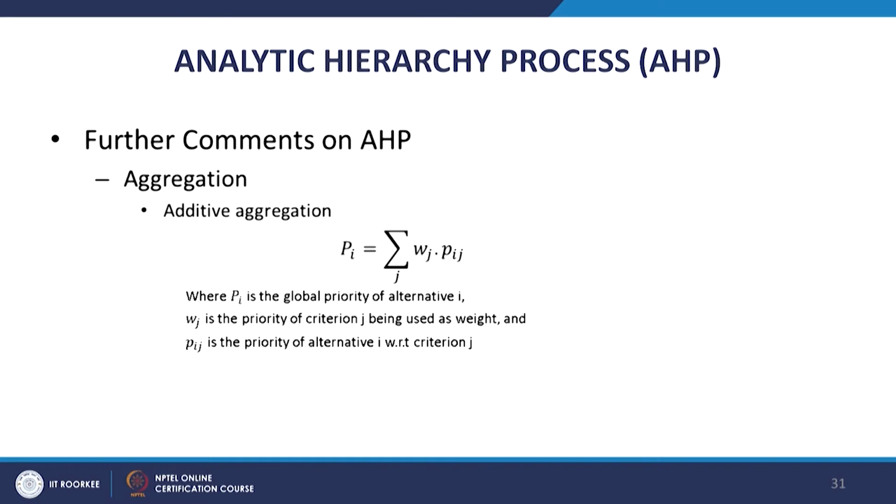The first and more common approach under aggregation is additive aggregation, and you can see the expression here. The global priorities, the capital Pi, are computed using this summation of Wj multiplied with Pij, where Wj is the priority of criterion j being used as weight. We have already computed this if we have the priorities for criteria and alternatives. The small Pij is the priority of alternative i with respect to criterion j. So, this weighted sum becomes the global priority.